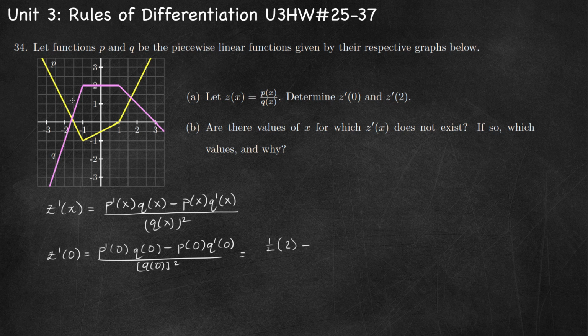minus p of 0, so looking at the yellow graph of p, when x is 0, the function value is negative 1/2, times q prime. So at 0, what is the derivative of q? That derivative is 0, over q of 0. So q of 0, the purple graph, at 0, the function value is 2. We're going to square that and get 4. Okay, so we have 1/2 times 2 is 1, minus 0 over 4, or 1/4.